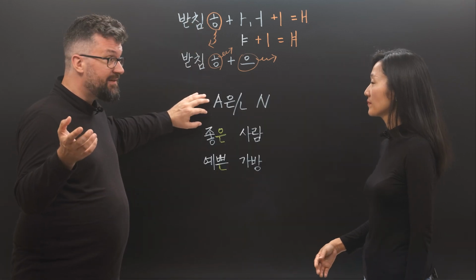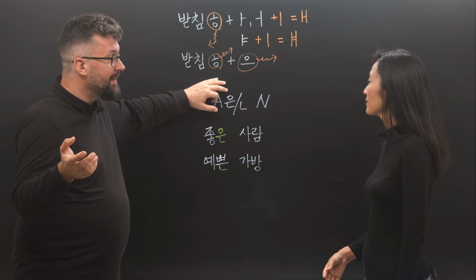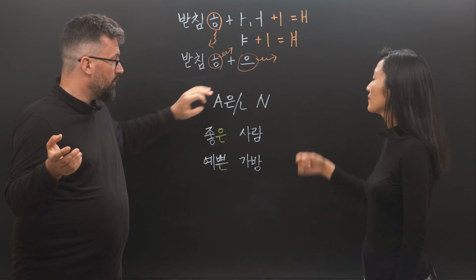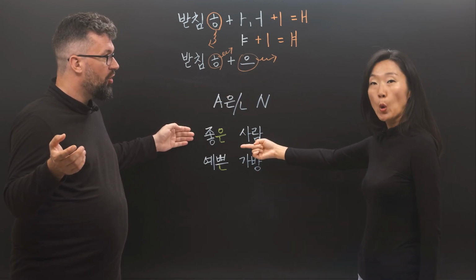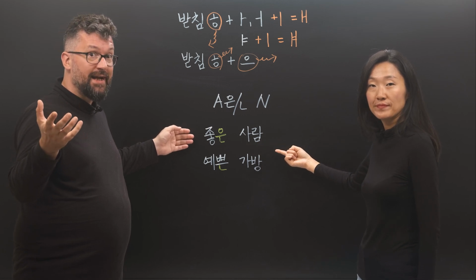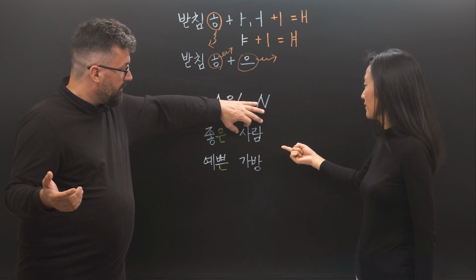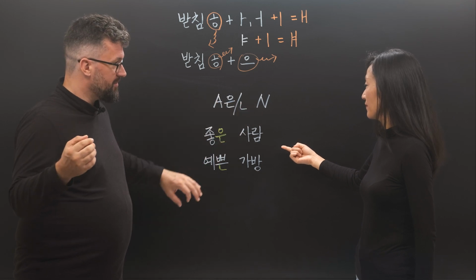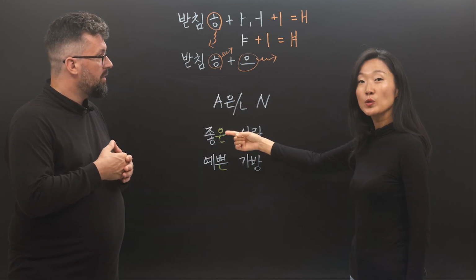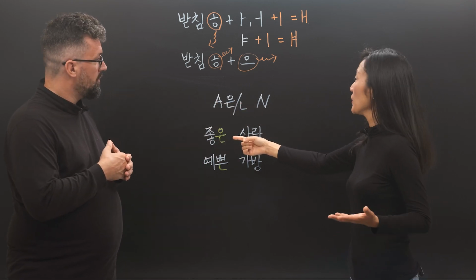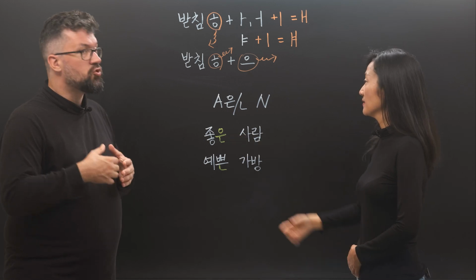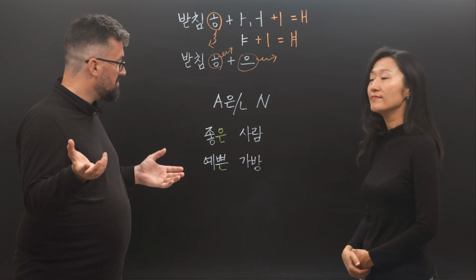We put an adjective ending in ㄴ before a noun. So for example, 좋은 사람. 좋은 사람, a good person. So the adjective good goes before the noun person. 좋다, 좋 has a 받침, so we add 은.